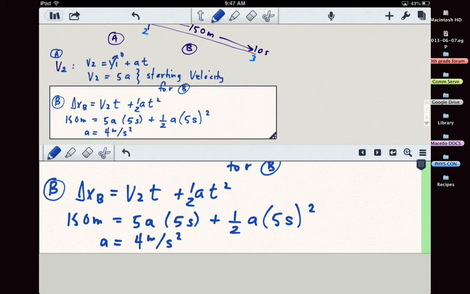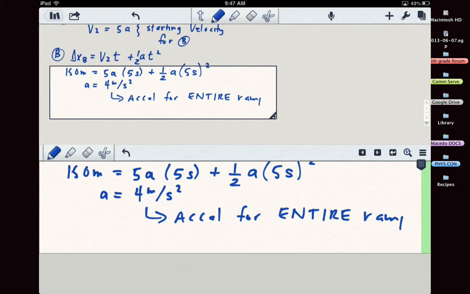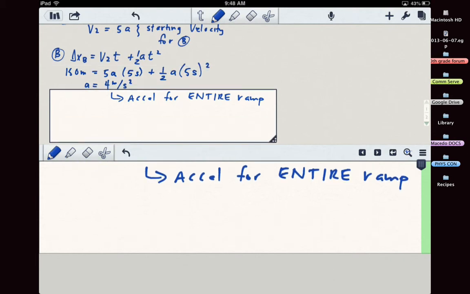And that's the acceleration for the entire ramp. And that's because the ramp is straight, and they tell us in the problem that it's constant acceleration. So now that I have the acceleration for the whole time, I can go back to part A and find the distance. I'm again going to use this equation, delta x, so we're doing this for part A, is now going to be v1 t plus 1/2 a t squared.